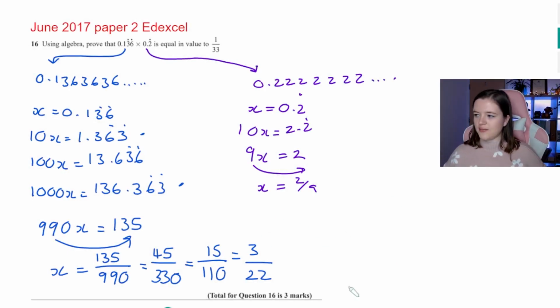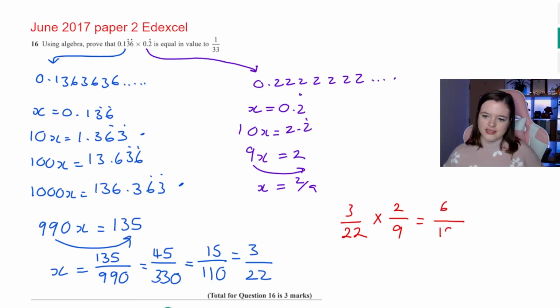Then all we're going to do is let me change colour back to red. Times these two together. Let me do it over here. We're then going to get 3 over 22 times 2 over 9. And that is then going to be 6 over 198. And then we want to get that to be equal to 1 over 33. So I bet they've divided it by 6, haven't they? To get from 6 to 1, that's divided by 6. So let's just put that down. So they've divided by 6 to then get 1 over 33.